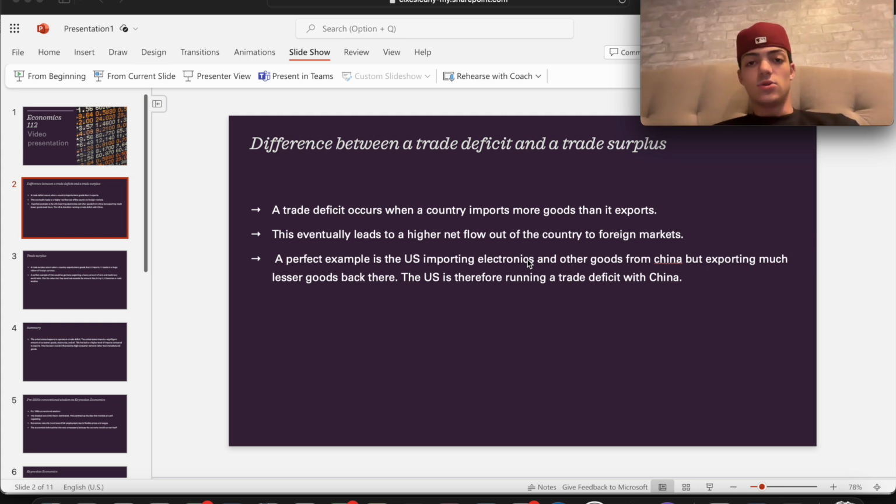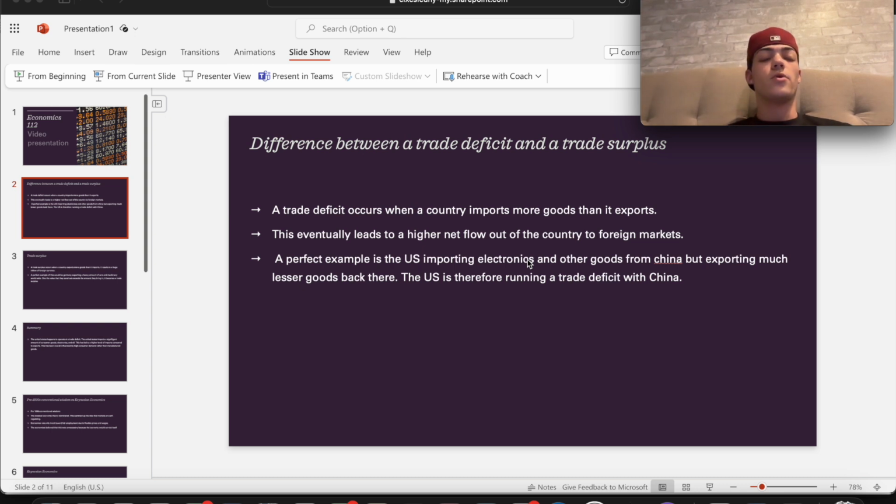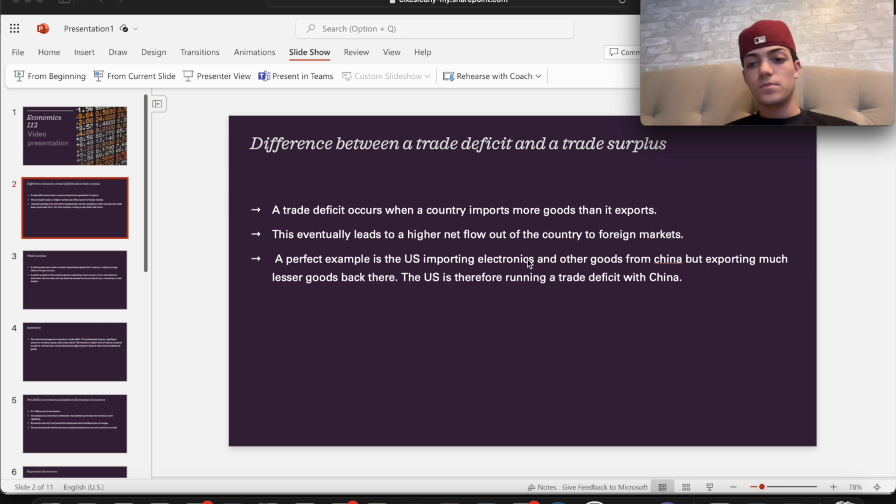We do tend to do that a lot, and we don't make as much here anymore as we used to. So now this becomes a trade deficit, exporting much lesser goods back there. So we're gaining stuff here, but we're not sending anything back. So they're not spending any money, they're making all of the money there, which is good for them but terrible for us. The US is therefore running a trade deficit with China.